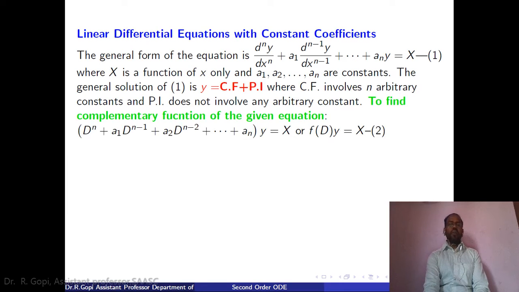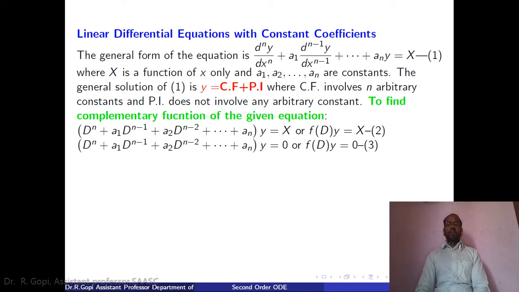Taking equation number 1, we convert d^n/dx^n into D^n. The equation 1 becomes D^n plus a1 D^(n-1) plus a2 D^(n-2) plus and so on, plus an, acting on y, equal to capital X, or f(D) y equal to X. Consider this as equation number 2. Then we take the homogeneous case, that is capital X equal to 0, so f(D) y equal to 0.